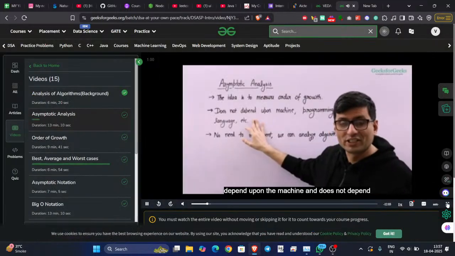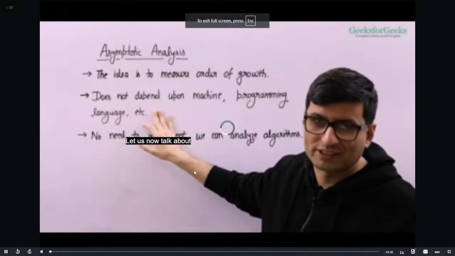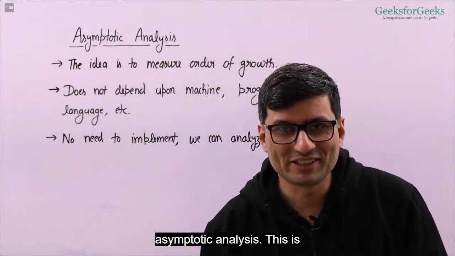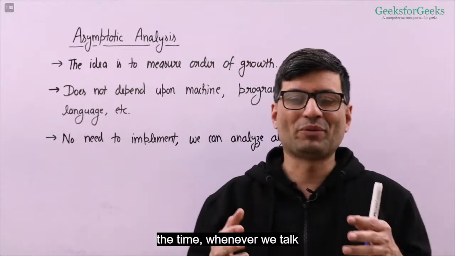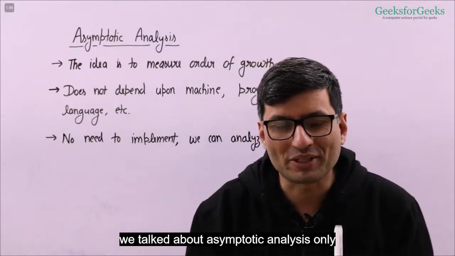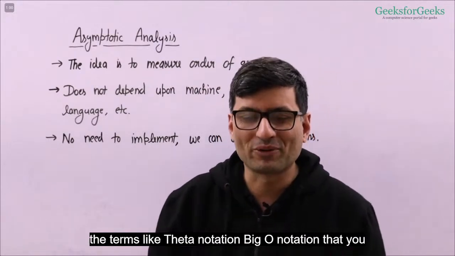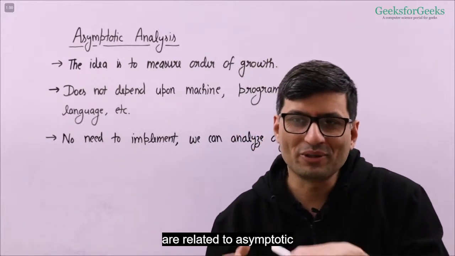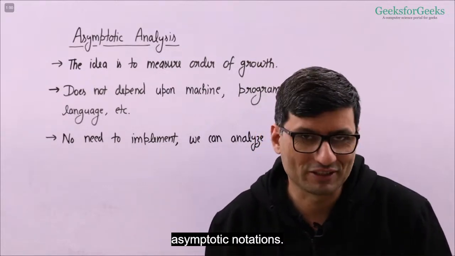It does not depend upon the machine and does not depend upon the test. Let us now talk about asymptotic analysis. This is the analysis that we do most of the time. Whenever we talk about analysis of algorithms, we talk about asymptotic analysis only. The terms like theta notation, big O notation that you hear a lot, all these terms are related to asymptotic analysis only, and they are called asymptotic notations.